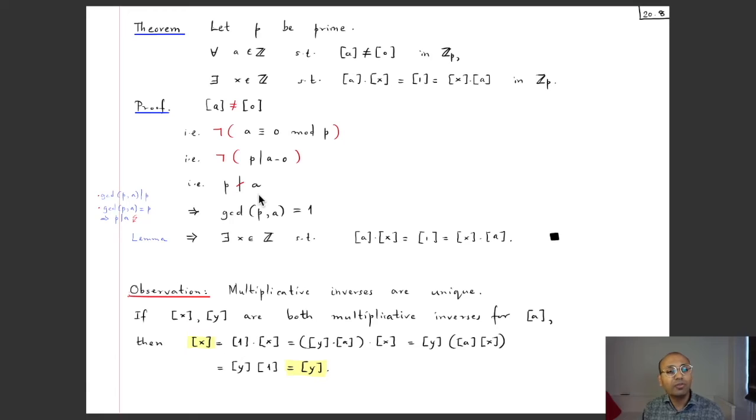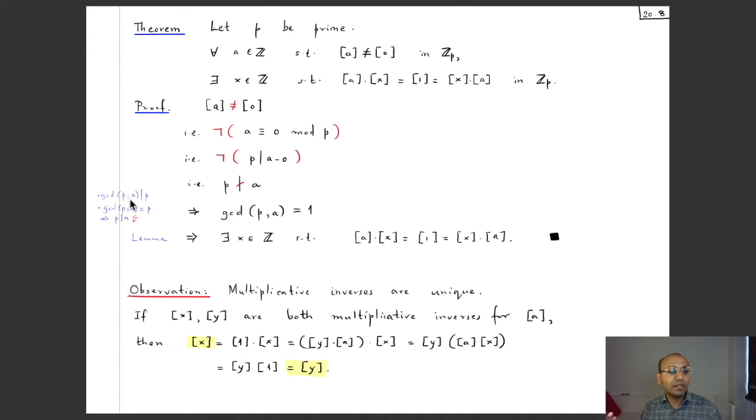And then it follows from a lemma that we had proved a little while back that the greatest common divisor of p and a is then equal to 1. In other words, p and a are co-prime. So let's quickly prove this because the proof of that lemma was very easy. We know that the greatest common divisor of p and a first of all exists because p being a prime, it's in particular non-zero, it's a positive number. So we know that this GCD exists.